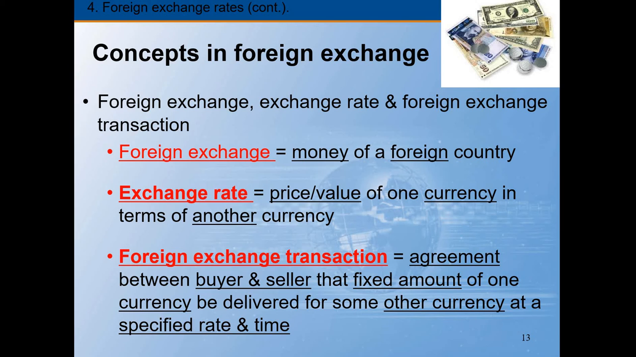A foreign exchange transaction is an agreement between a buyer and a seller that a fixed amount of one currency be delivered for some other currency at a specified rate and time. For instance, I want to go to America, so I order 2,000 US dollars from Rennie's Travel, and they agree to provide me 2,000 US dollars at 18 Rand 50 to the dollar. So I have to pay Rennie's Travel 37,000 Rand for the 2,000 US dollars.